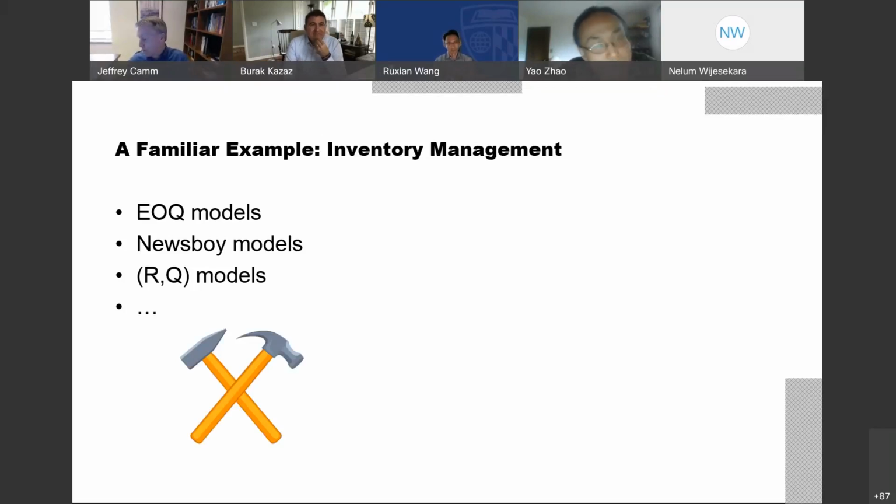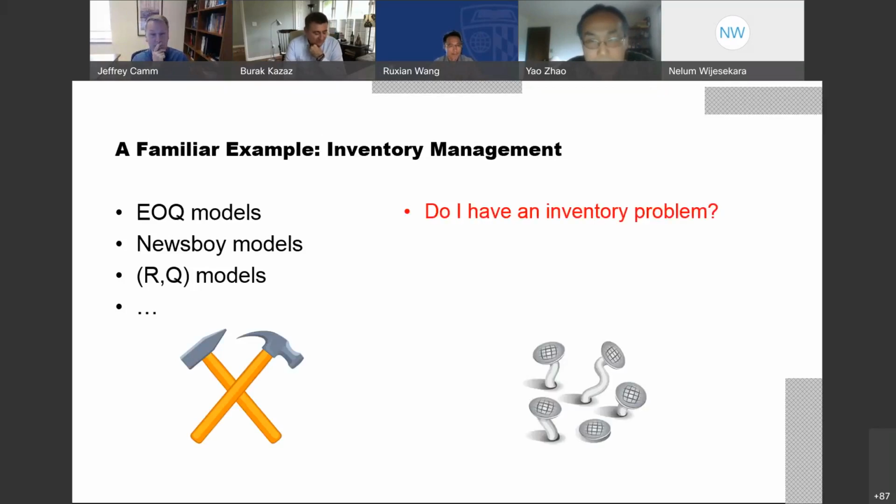But these models, in my view, will make no sense to the students unless the following question is answered, which is: do I really have an inventory problem? So these are the nails. And this question can actually be broken down into three sub-questions. The first is: is inventory important to me or to my company? Now, inventory may not be important to every company or every industry.